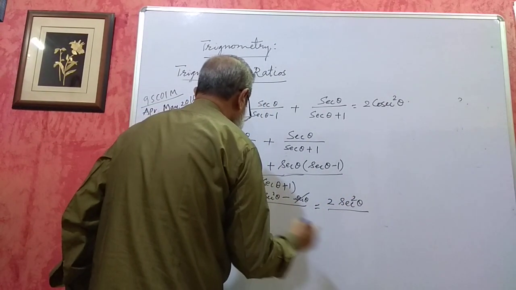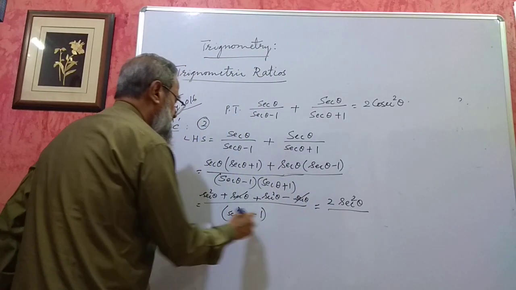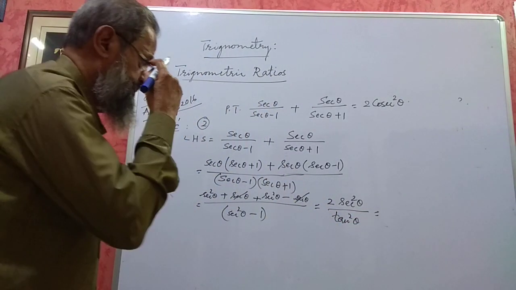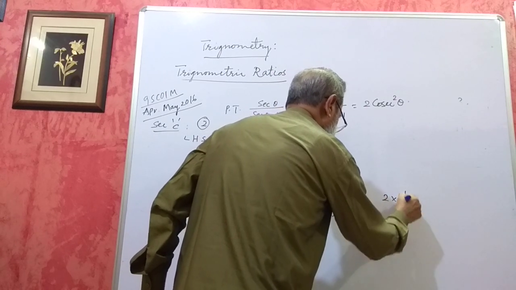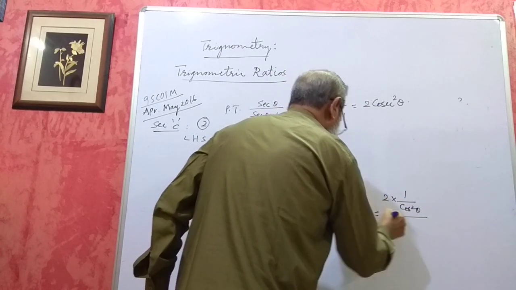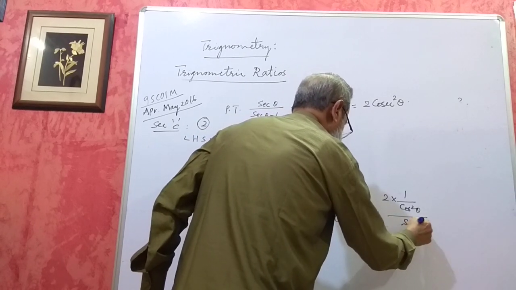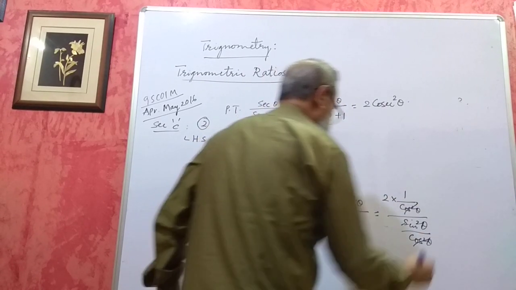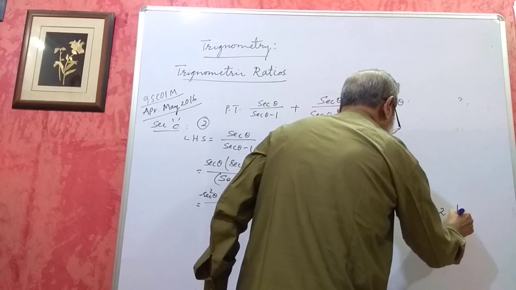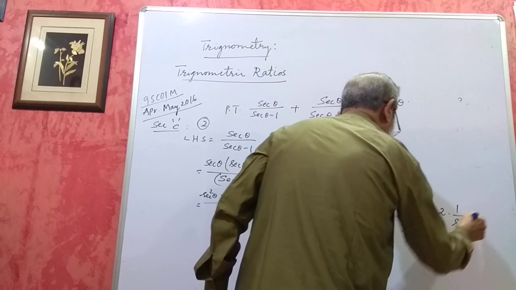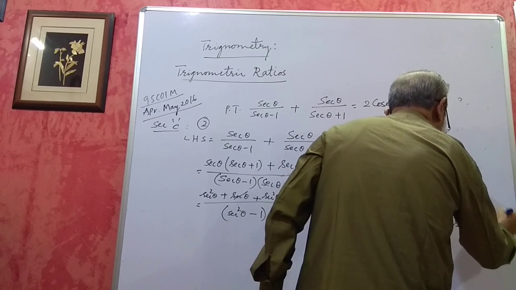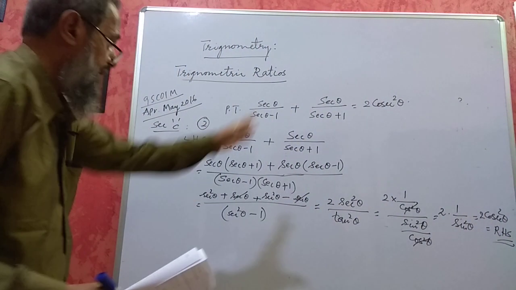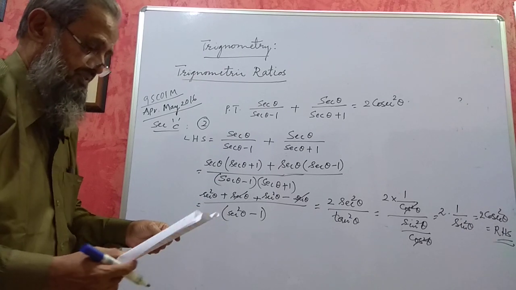Divided by secant square theta minus 1. Secant square theta minus 1 is tan square theta. Now, this will be 2 into 1 by cos square theta divided by tan square theta, which is sin square theta by cos square theta. This cos square theta and this cos square theta get cancelled. So you are left with 2 into 1 by sin square theta. 1 by sin square theta can be written as cosec square theta, that is the RHS. So we have proved that left hand side is equal to right hand side. This is it. This carries 5 marks.